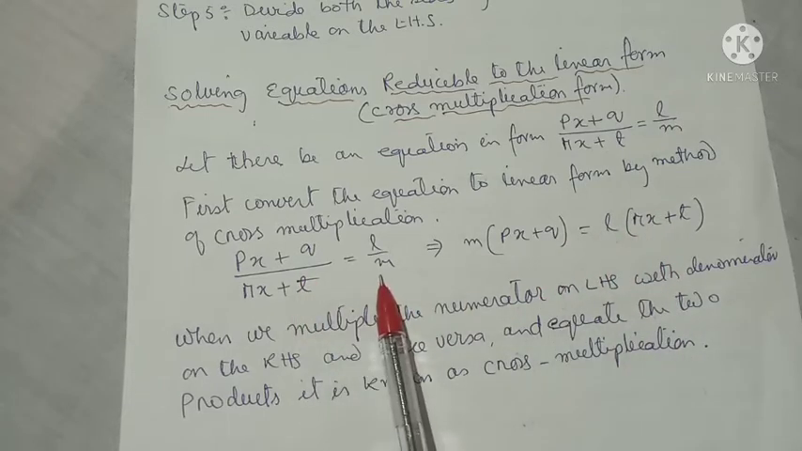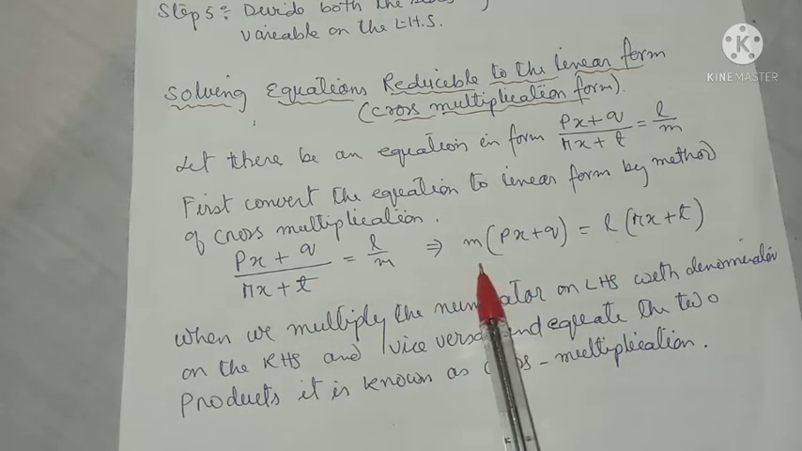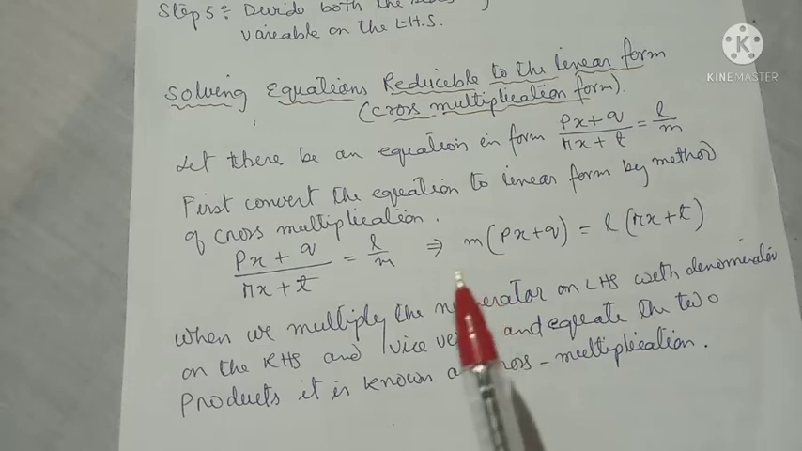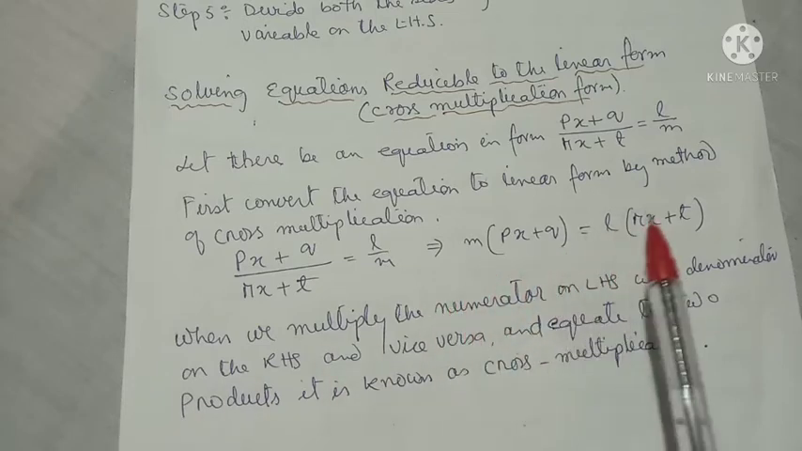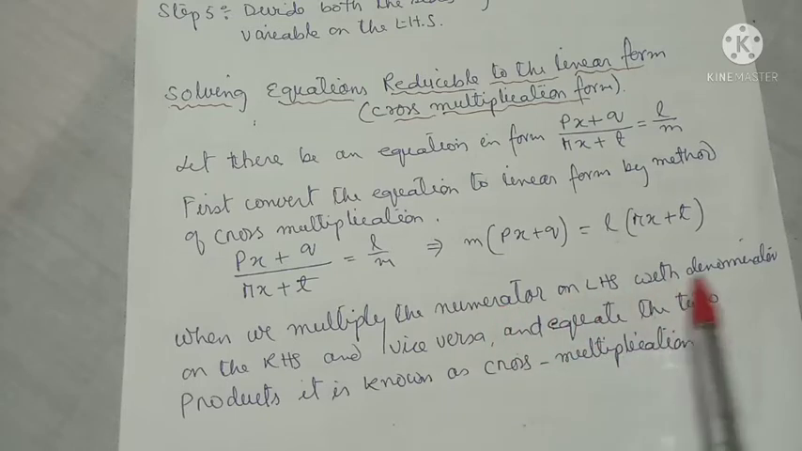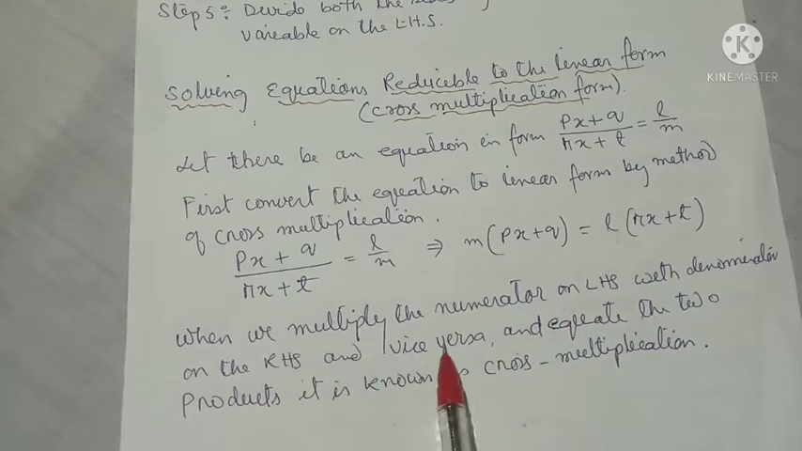After cross multiplication, we find a linear form. Then we can find the solution of the given equation. When we multiply the numerator on the left side with the denominator on the right side and vice versa, and equate the two products, it is known as cross multiplication. This is the last part of this chapter number 2.